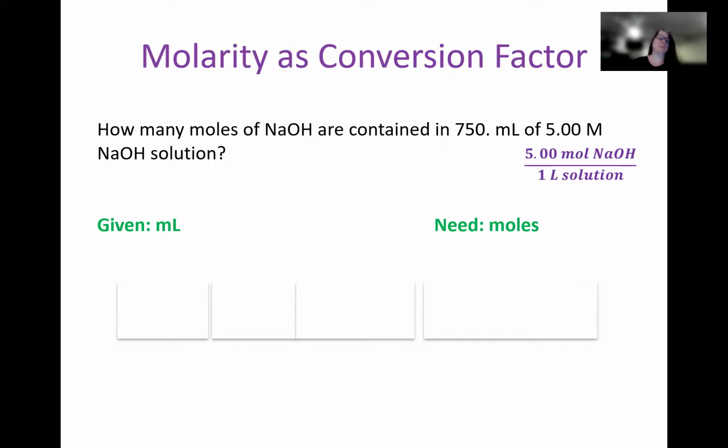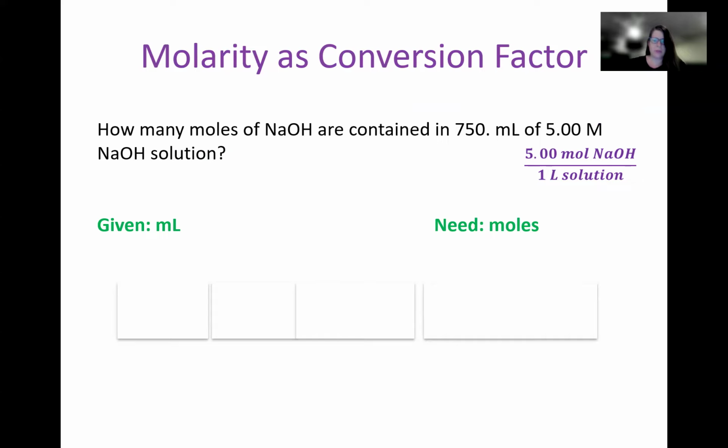In this first problem, this demonstrates how to use molarity as a conversion factor. And the question is, how many moles of sodium hydroxide are contained in 750 milliliters of a 5 molar sodium hydroxide solution? Because I'm using molarity as a conversion factor, I'm not identifying that as my given piece of information. My milliliters is my given piece of information. And then my needed unit is the moles of sodium hydroxide.